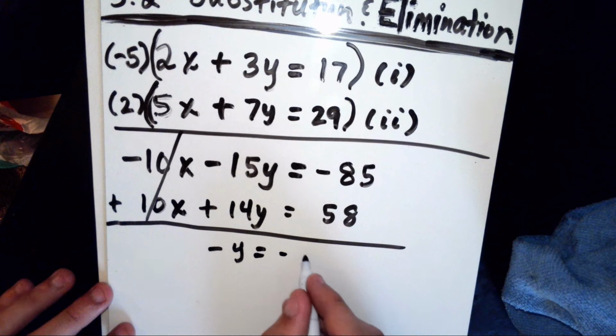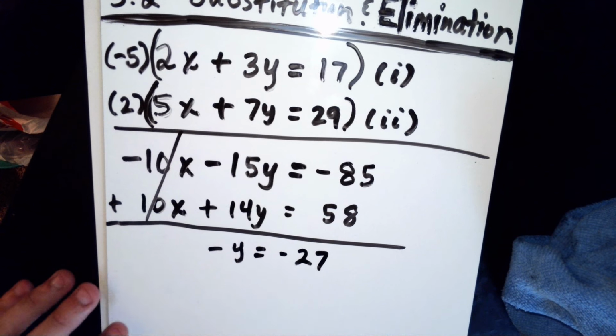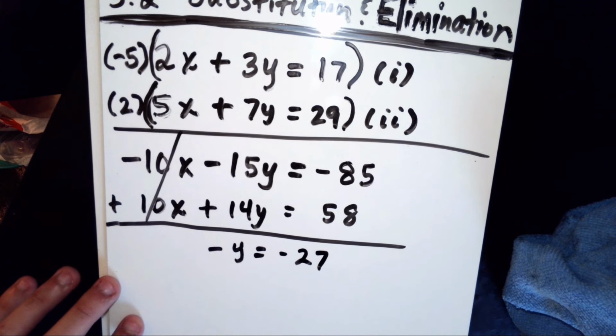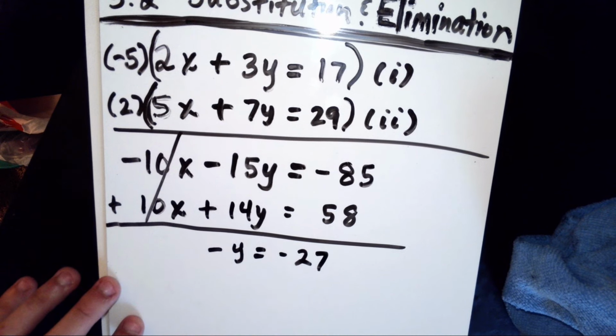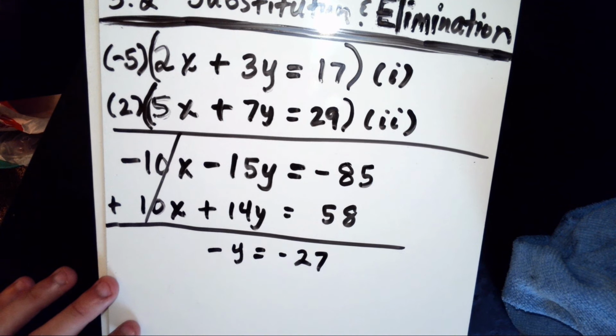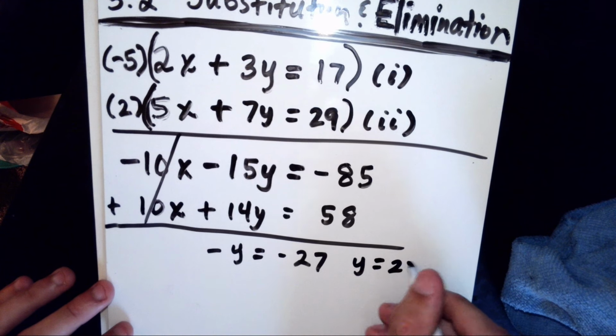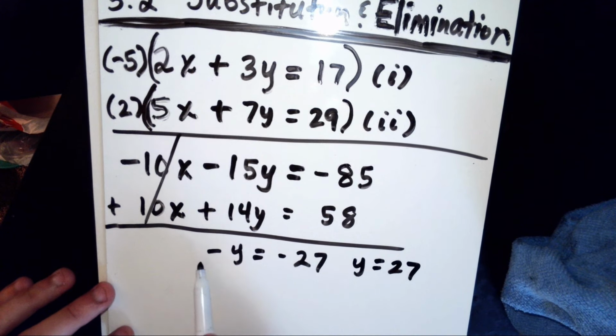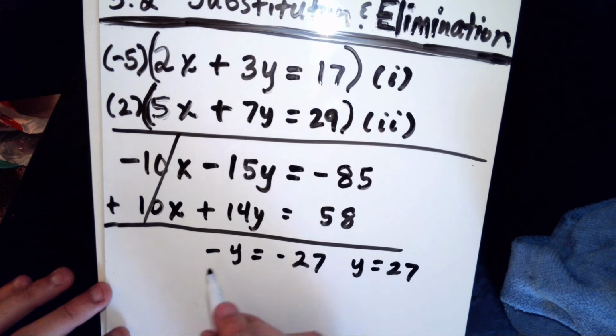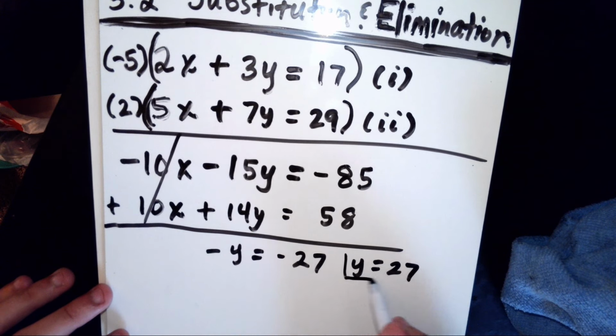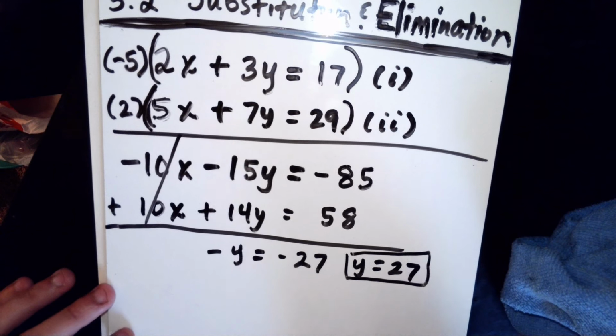Negative 27? Yeah, I believe that's right. So this turns out to be negative 27, and so this means y is positive 27 since we have a negative here. So we divide by negative 1 and we get y is positive 27.